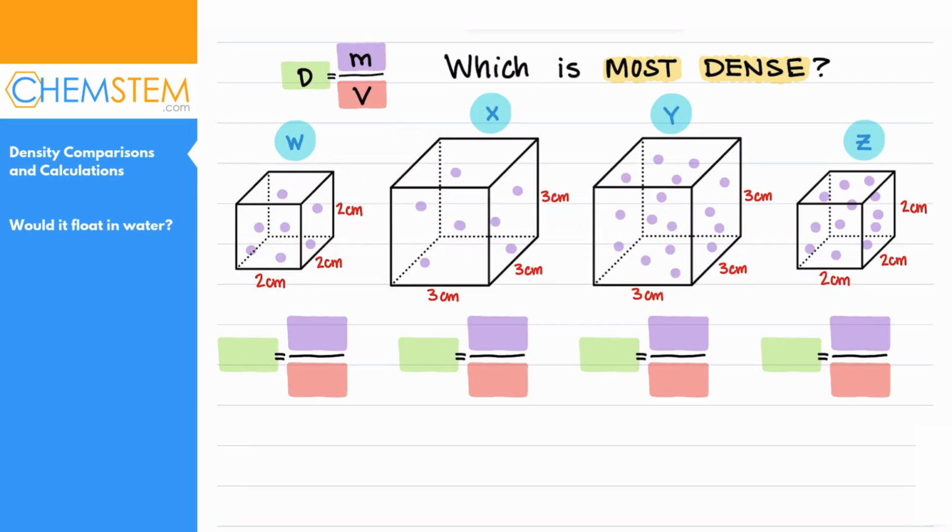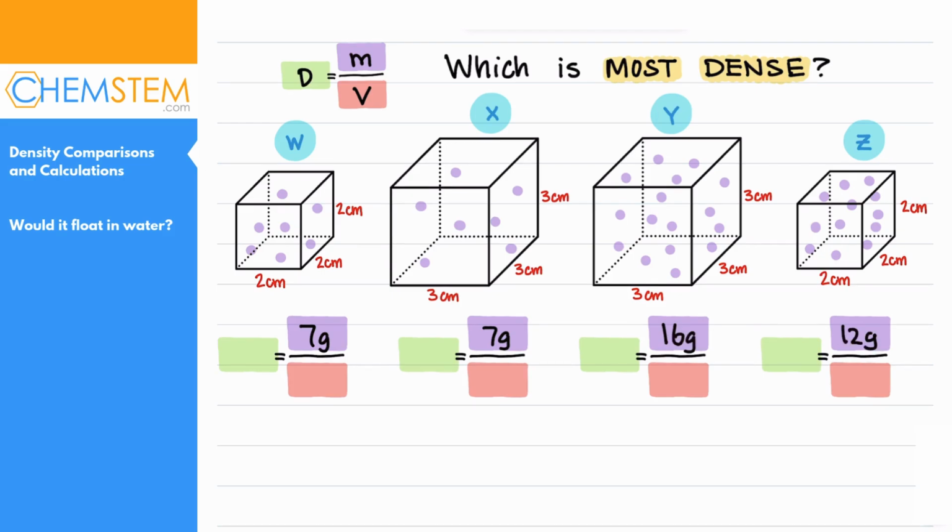Let's go through and calculate the mass of each cube by just counting up the little circles, each of which is 1 gram. So we have 7 grams for the first one and 7 grams for the second one. For the third one, we have 16 grams. That's a lot of mass. And for the fourth one, we have 12 grams.